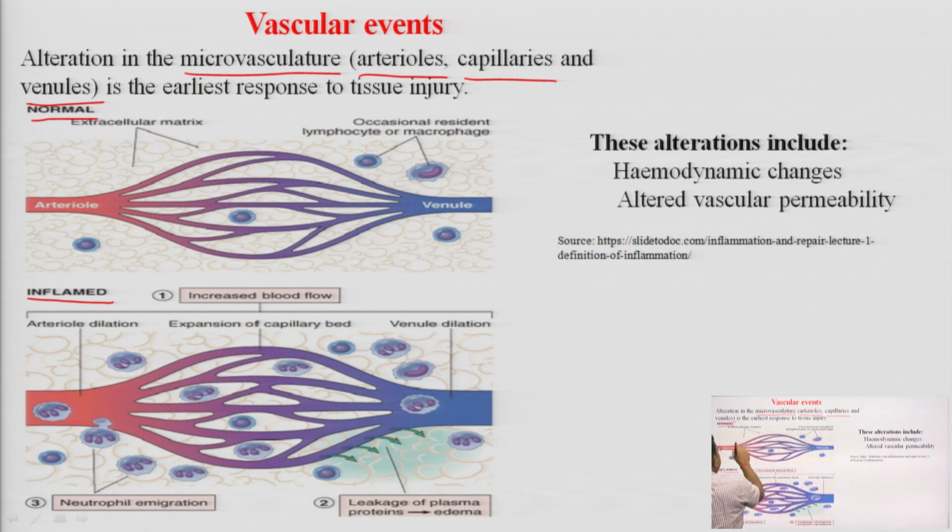So, in the normal vasculature, what can you see? The extracellular matrix is intact, the extracellular matrix is there properly, and the arterioles are also working properly.